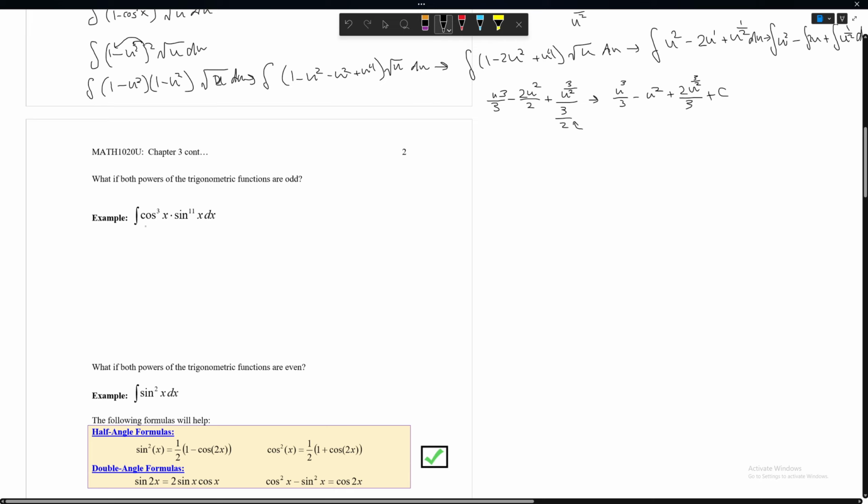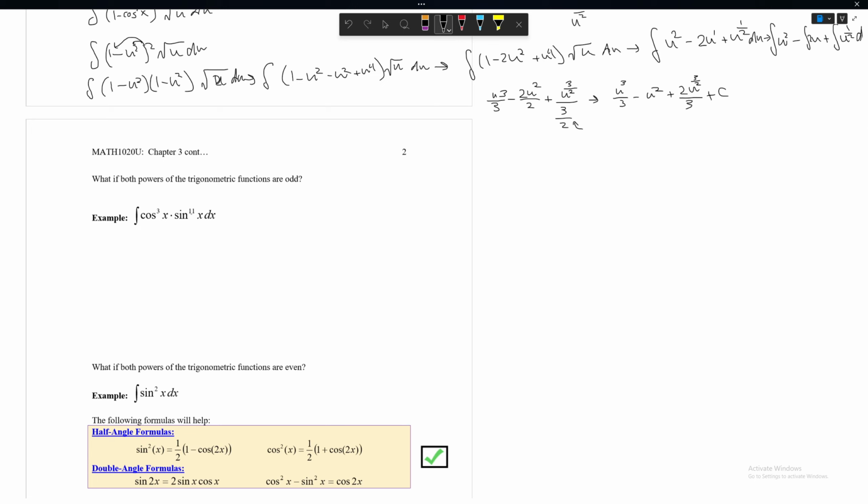Anyways, all right, now we have cos cubed sine to the 11. What can you do in this scenario? Because remember how I said whenever you have something looking weird, set that to your u, or your highest power. So right now I don't see anything weird, but I do have a higher power. So u equals my sine, and then my du equals cos.